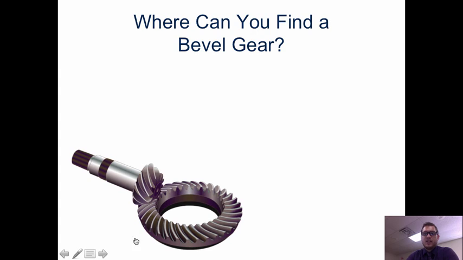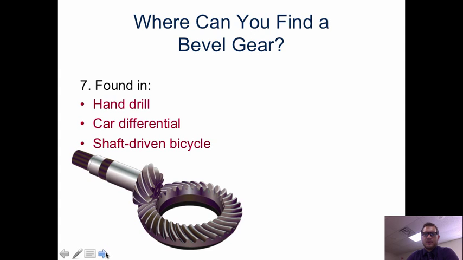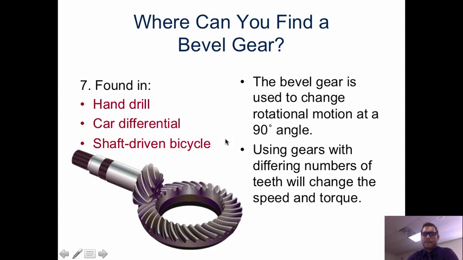But where do we find a bevel gear? They're found in hand drills, car differentials, and drive shaft driven bicycles. So we have some bicycles. Most of the bikes we run into have chains on them, but there are some that actually have a drive shaft on them. The bevel gear is used to change rotational motion at a 90-degree angle. Using gears with different numbers of teeth will change the speed and torque.